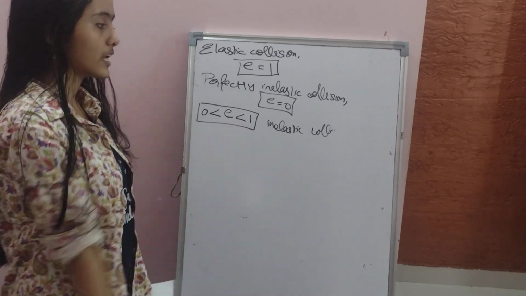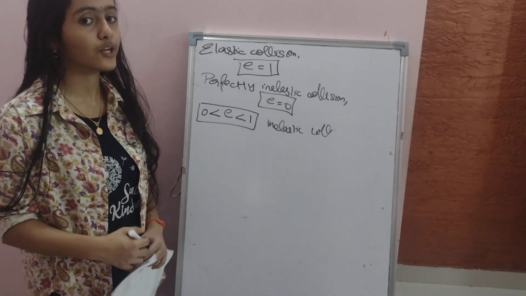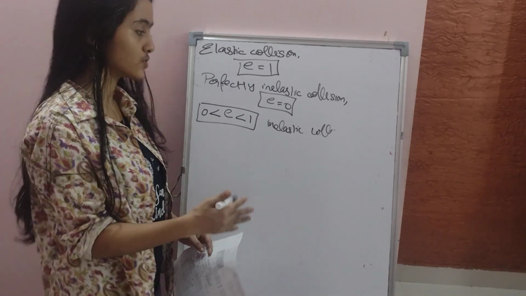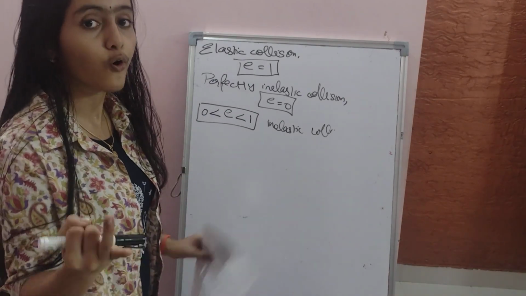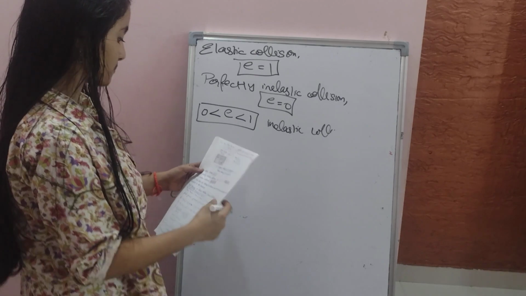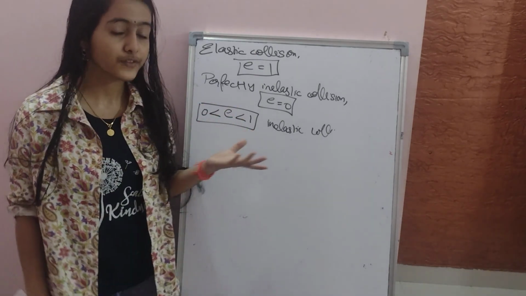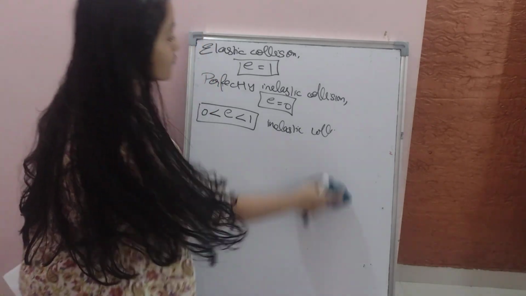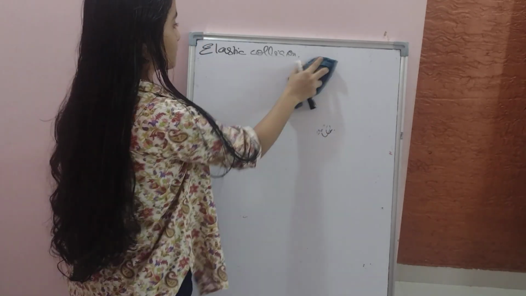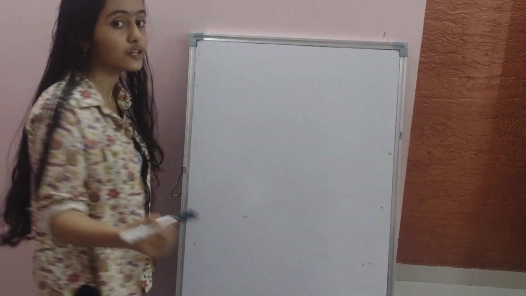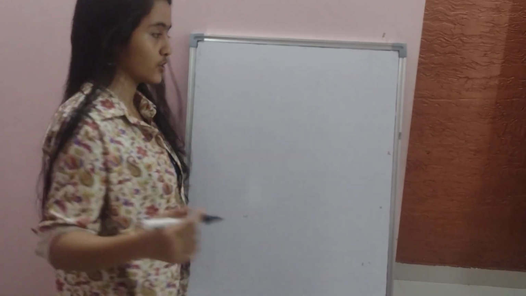Okay, so in inelastic collision, the coefficient of restitution E value does not depend on shape or mass, but it depends on material. Okay, hope you understand the concept of coefficient of restitution. Now we can find the velocity value, the final velocity during elastic collision.